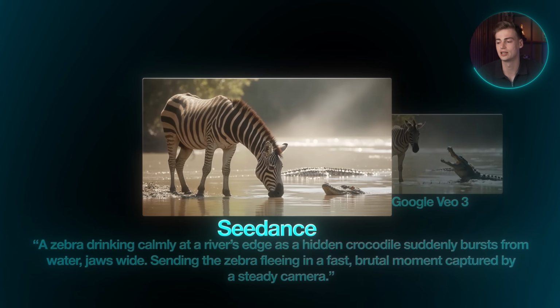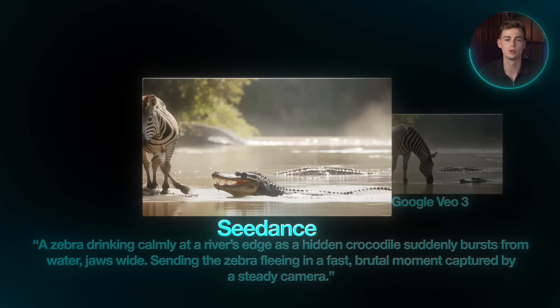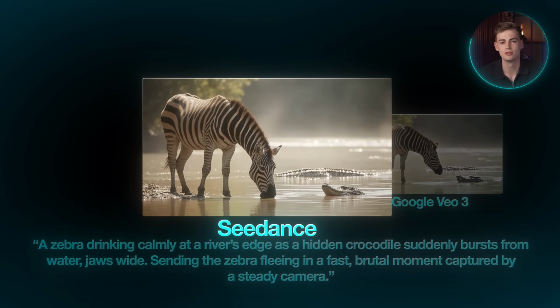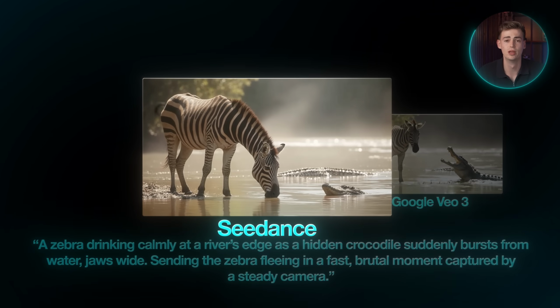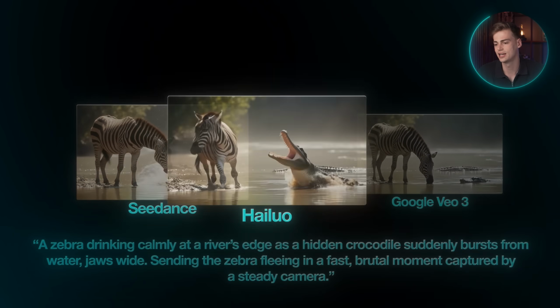It drank for 6 seconds without realizing the danger it was in, and the crocodile burst out of the water with wide jaws, looking really insane with the water effect. However, the zebra reacted too calmly to the situation and moved away slowly. Let's see how Hailuo does it.